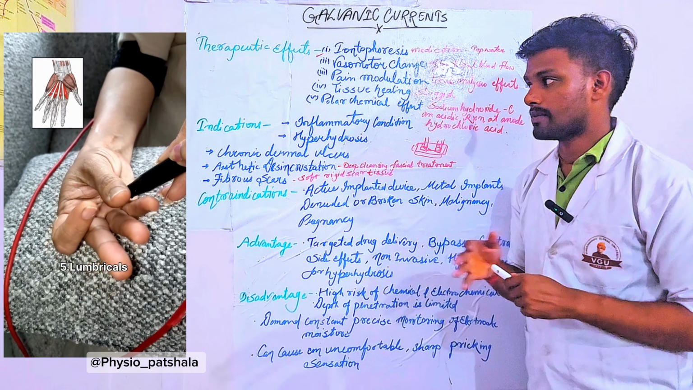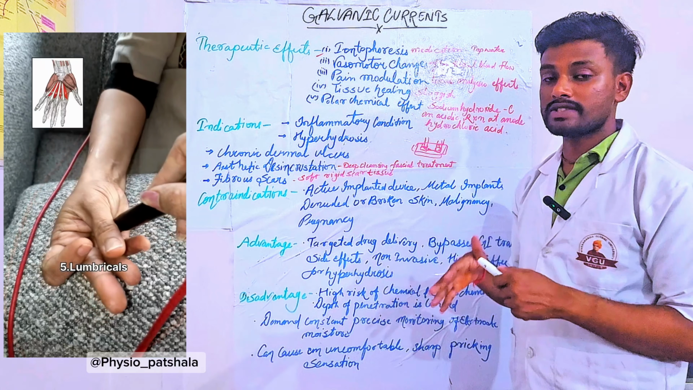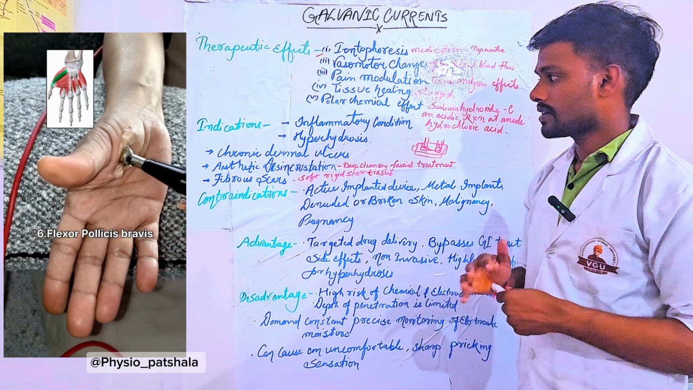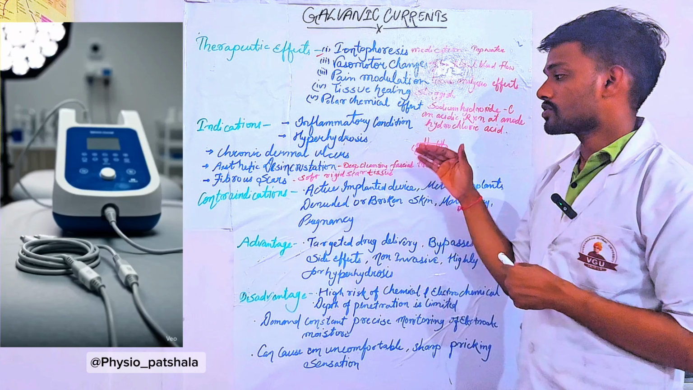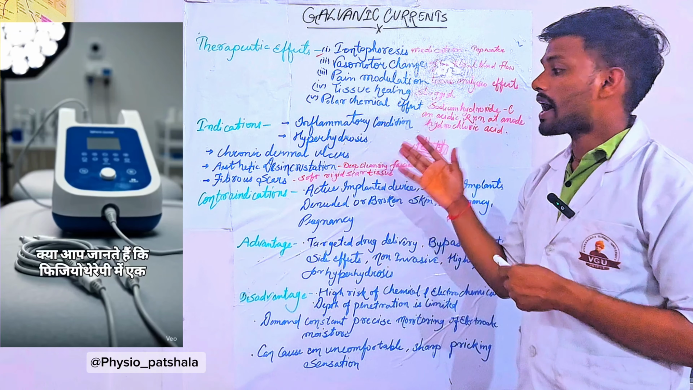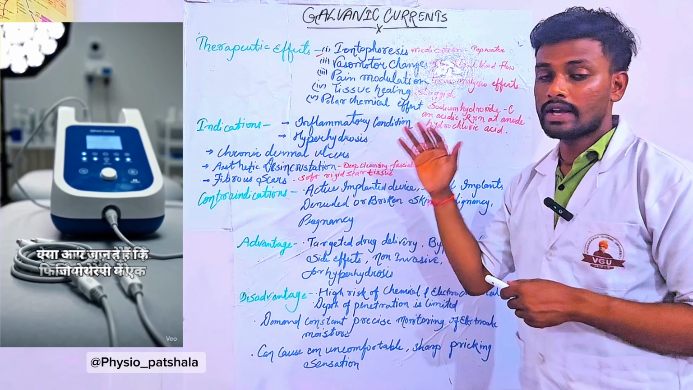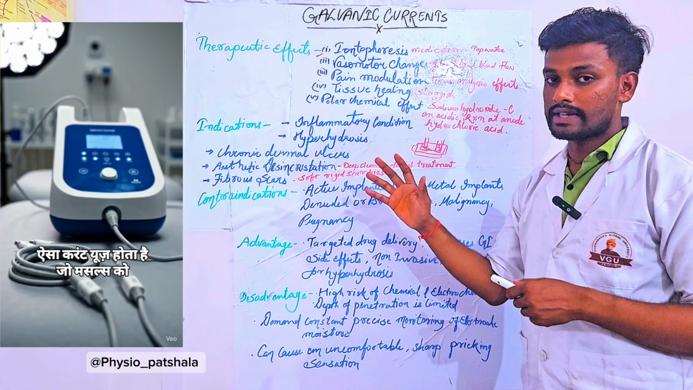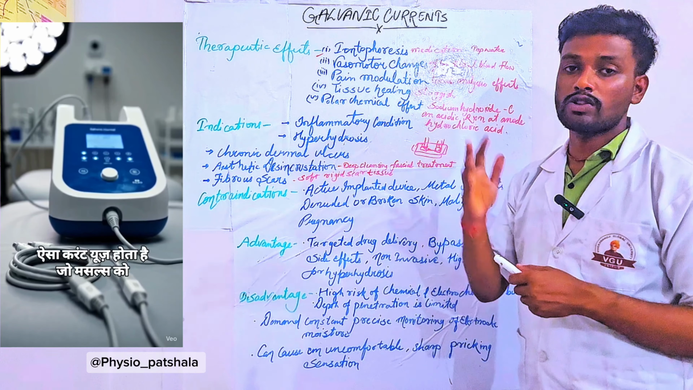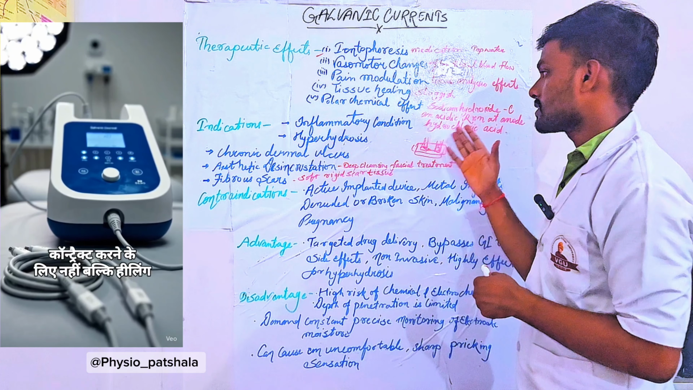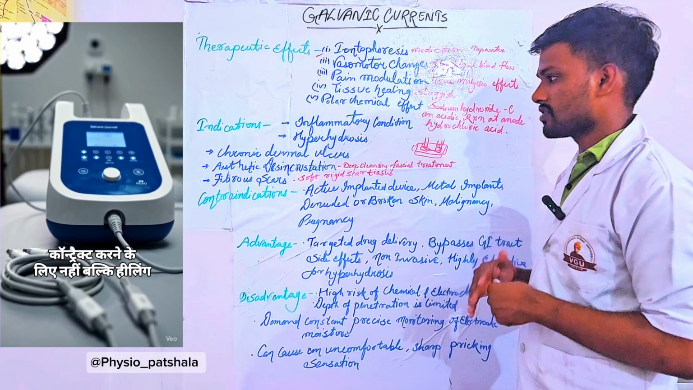So if you are writing your state examination, what is the indication? Indication means where and in which condition we have to apply the galvanic current. First is inflammatory condition, to reduce the inflammation. Second is hyperhidrosis. For hyperhidrosis we use iontophoresis, which is continuous direct electric current, and the medication is normal tap water to reduce the hyperhidrosis, and sodium hydroxide to reduce the inflammation.